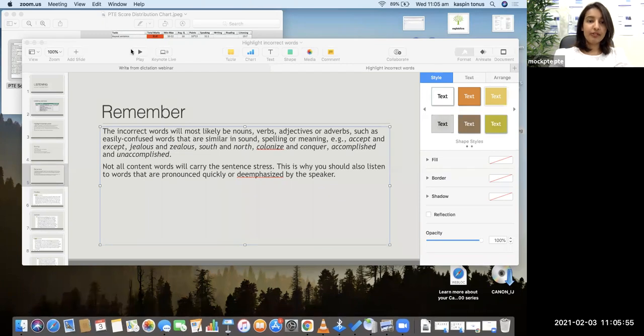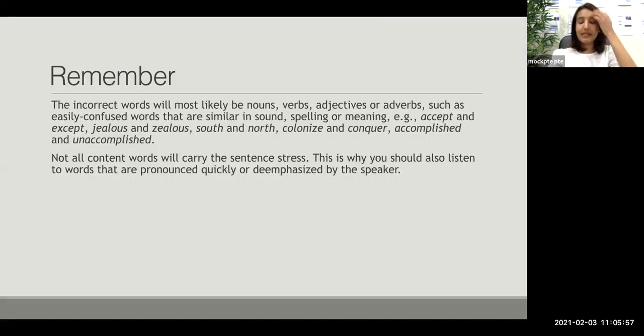All right, so what we were talking about was one of the common mistakes that many students make here, skim reading and not listening to the audio carefully, not reading the paragraph carefully, because when they say words which are very similar to what is given in the transcript, you could easily miss them. Words like accept and except, jealous and zealous, south and north, colonize and conquer, which sound similar. You need to read every word carefully and listen to the audio carefully as well. Only then will you be able to get every single word which does not match the audio.